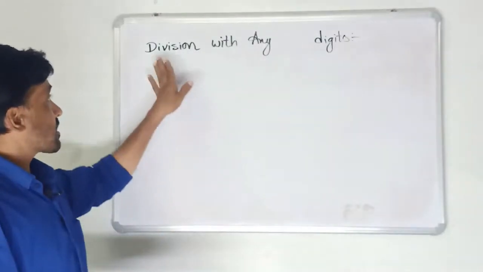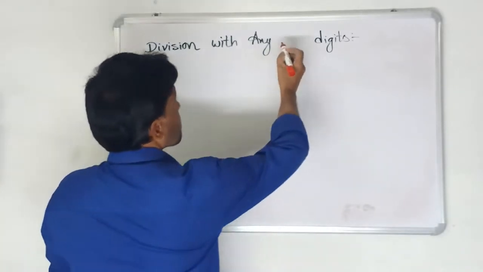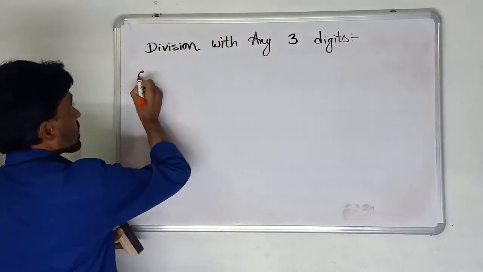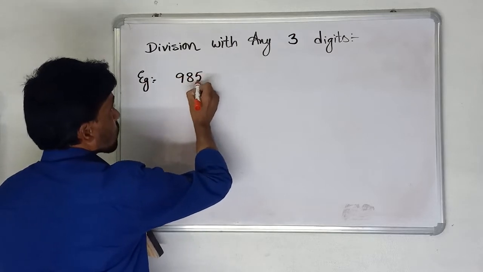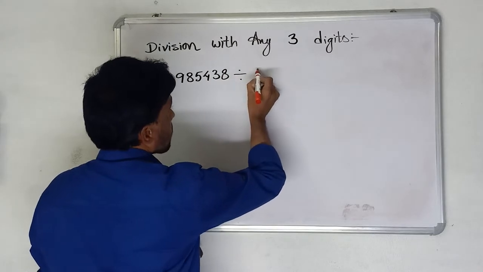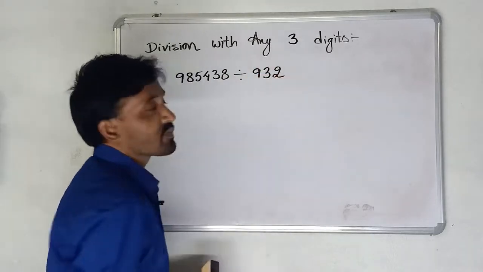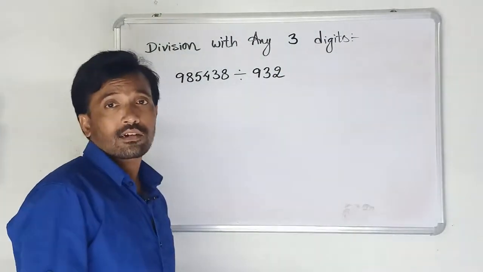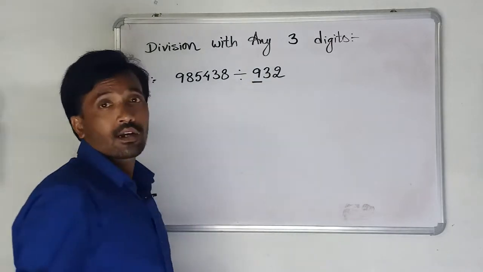Today we discuss division with any three digits. Suppose I take as an example 985438 divided by 932. Without knowing the table of 932, how can we manage with the help of the 9 table?